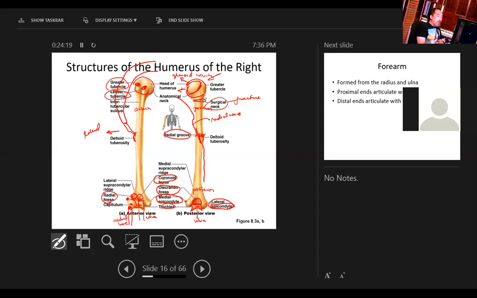Now, the ball that you see here on the lateral side is called the capitulum. And remember, the lateral side has your radial bone. So that's where the radial bone will articulate, at the capitulum. And remember, I don't see a capitulum at the back. I can only see the capitulum on the anterior view. Okay? So I'm going to jump over so that we can actually see how the radius and ulna articulate at the distal end.